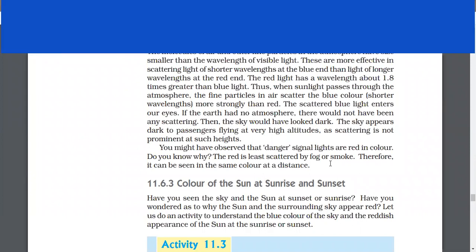If the Earth had no atmosphere, there would not have been any scattering. Then the sky would have looked dark. The sky appears dark to passengers flying at very high altitudes, as scattering is not prominent at such heights.